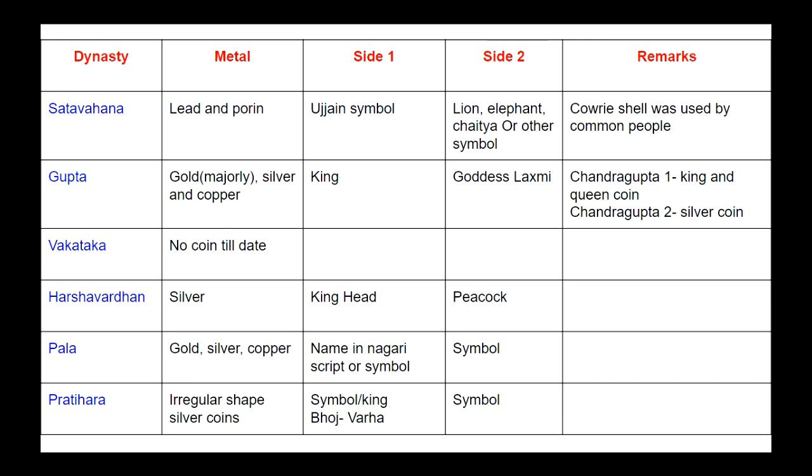Then in the Gupta time period, gold, silver, and copper coins were issued by the Gupta kings, and a larger number of gold coins were issued by the Gupta kings than any other dynasty. But the quality of the gold coins of the Gupta time period was less than the Kushan time period. They issued coins with the king's image on one side, and on the other side the image of goddess Lakshmi or some other deities. We find coins of Chandragupta one and his queen, and Chandragupta two of the Gupta dynasty issued silver coins after defeating the Western Saka in the Gujarat region.